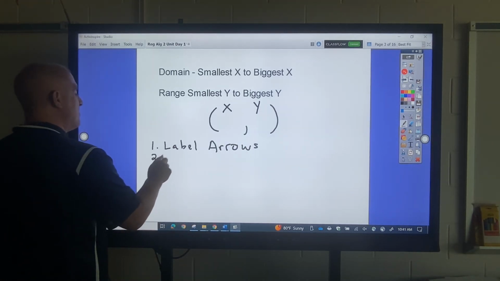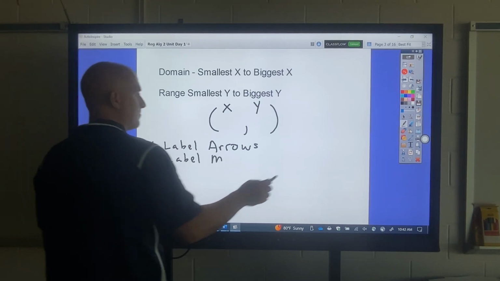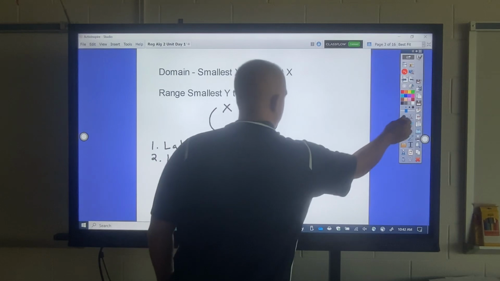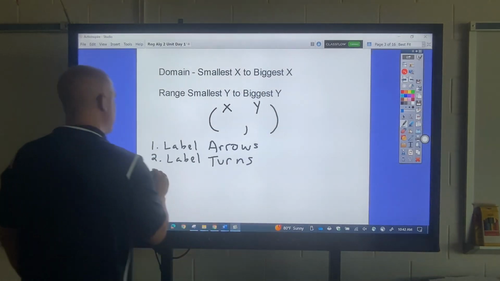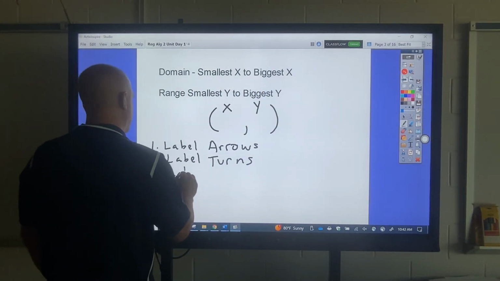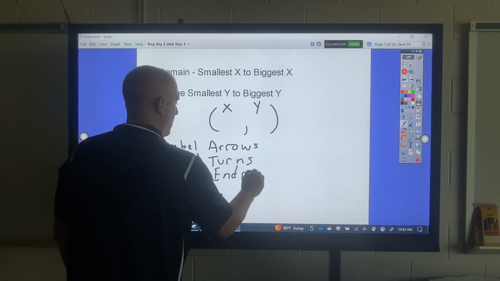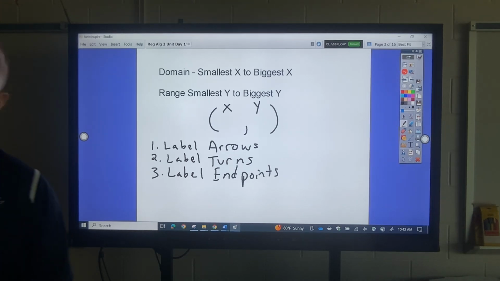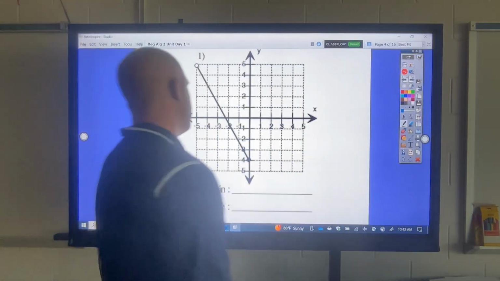We want to label our turns, put it that way. And we want to label any endpoints we have, okay? Because through that, especially if we have continuous functions, we're going to be able to tell the domain and range, okay? So let's go look at a picture, okay?